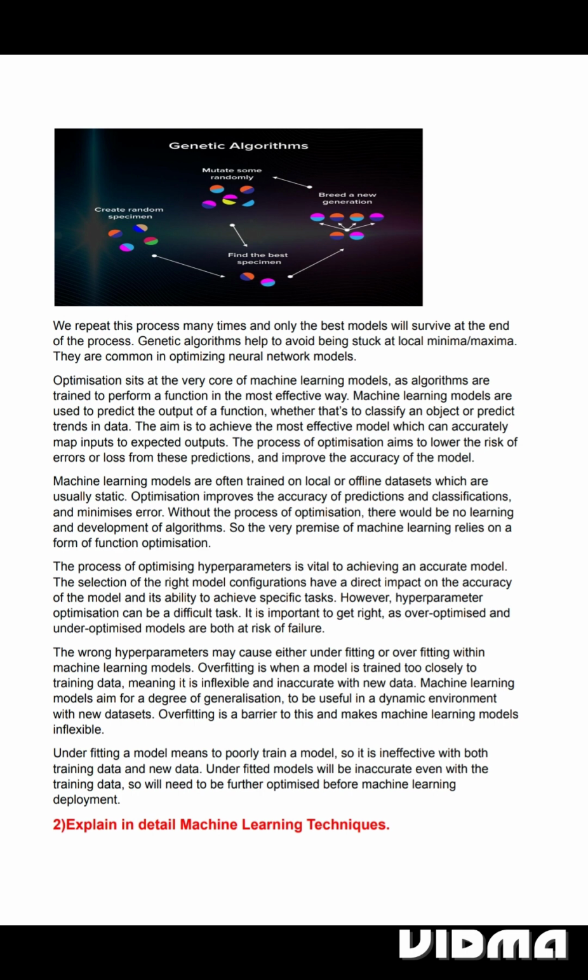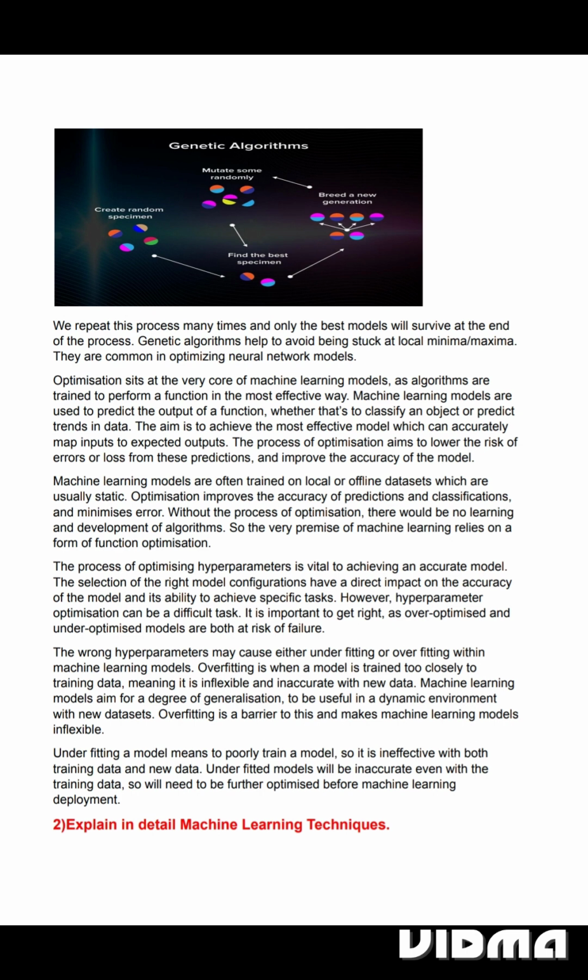Optimization sits at the very core of machine learning models, as algorithms are trained to perform a function in the most effective way. Machine learning models are used to predict the output of a function, whether that's to classify an object or predict trends in data. The aim is to achieve the most effective model which can accurately map inputs to expected outputs. The process of optimization aims to lower the risk of errors or loss from these predictions, and improve the accuracy of a model. Machine learning models are often trained on local or offline datasets which are usually static.